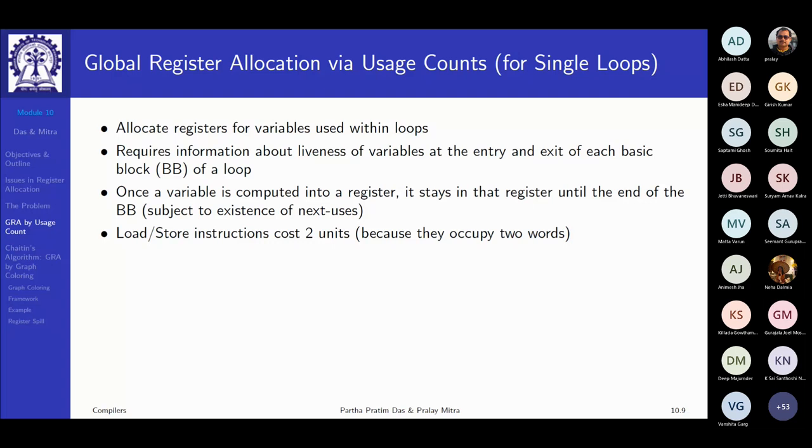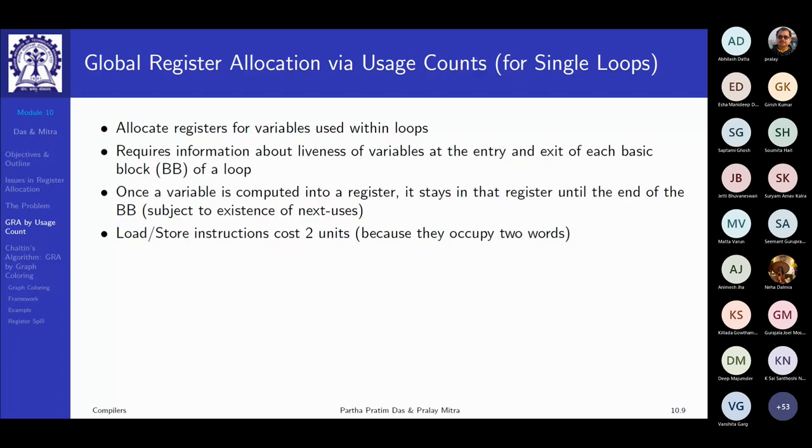So let us have the first strategy. The first strategy has two parts. One is, we will neither restrict to basic blocks, nor will we restrict to go as big as function. Rather, we will allocate registers for variables that are used within a loop. So we will identify a loop. A loop naturally can have multiple basic blocks. So we will identify a loop, and in that loop, we will try to allocate registers.